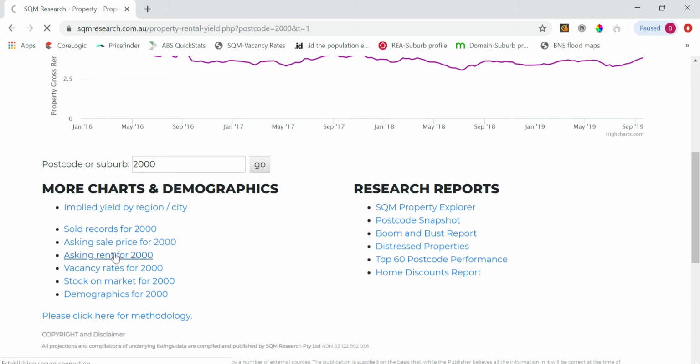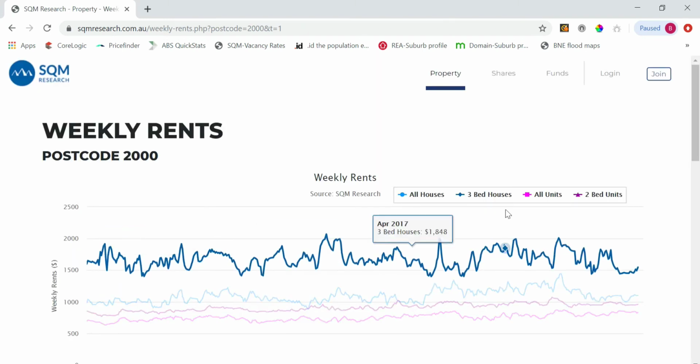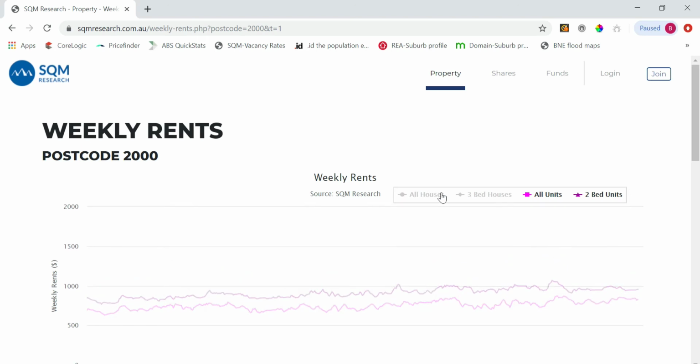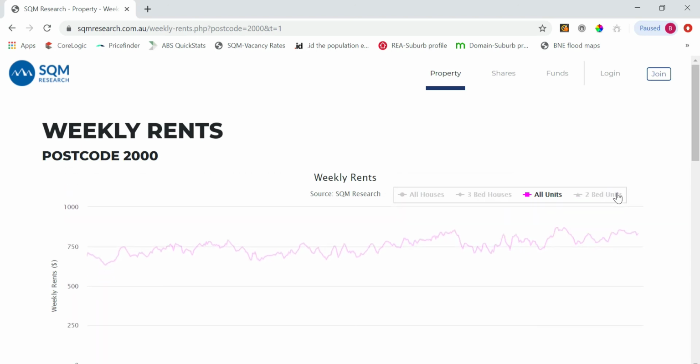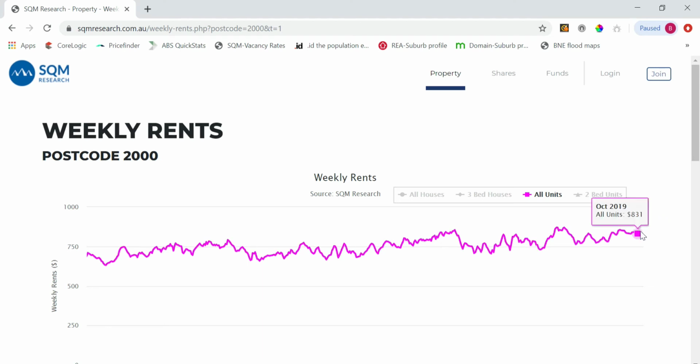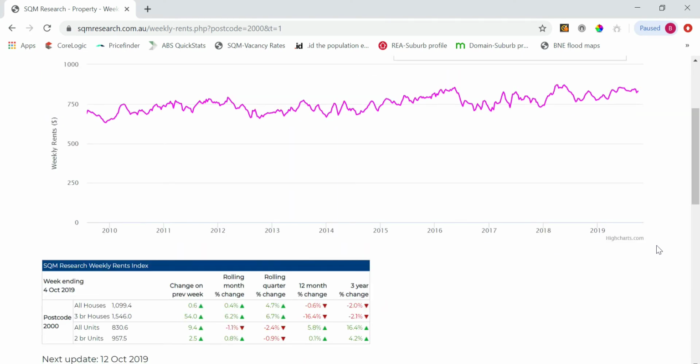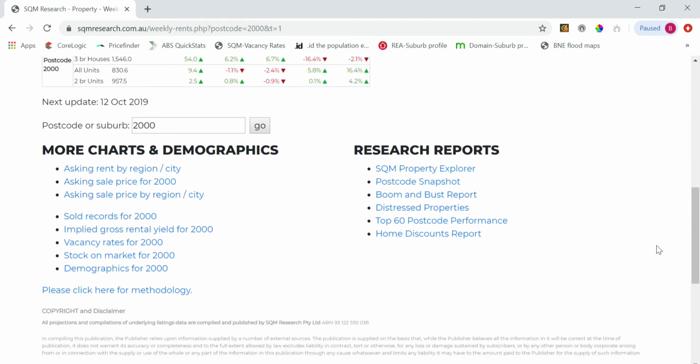If you click onto asking rent, it's a similar sort of thing. Again, you might just be, in this case, interested in all units. You unclick the rest of the stuff, and you can see over time that rents have gone up to about $830 now. If you go all the way back, then $690, but it's been a little bit chop and change, I guess. So that's some interesting information as well. And then one of the other things that is critical to look at is stock on market.